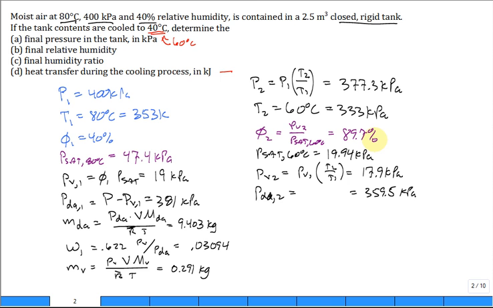89.7%. Okay? If you came in here and changed it for 40 degrees, so T2 was 40 degrees C, and then what is that, 273? I didn't write that down. What is 40 and 273?